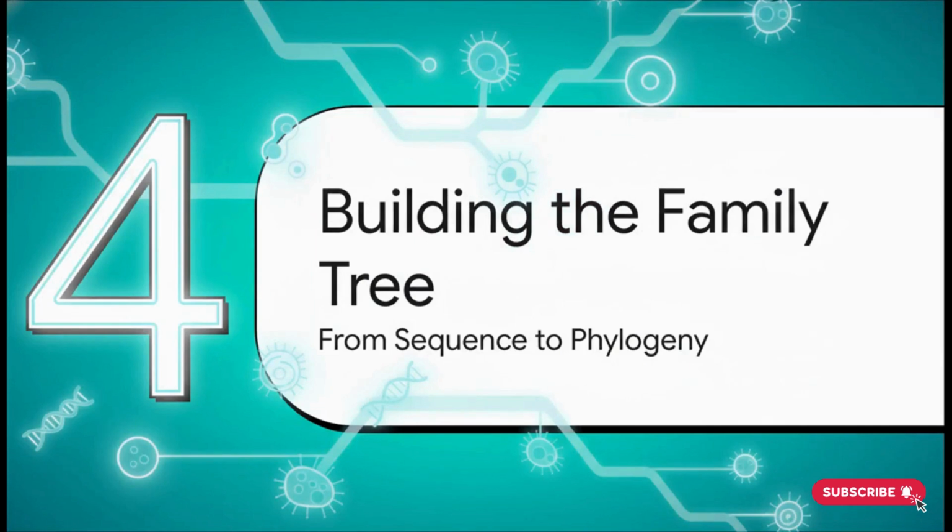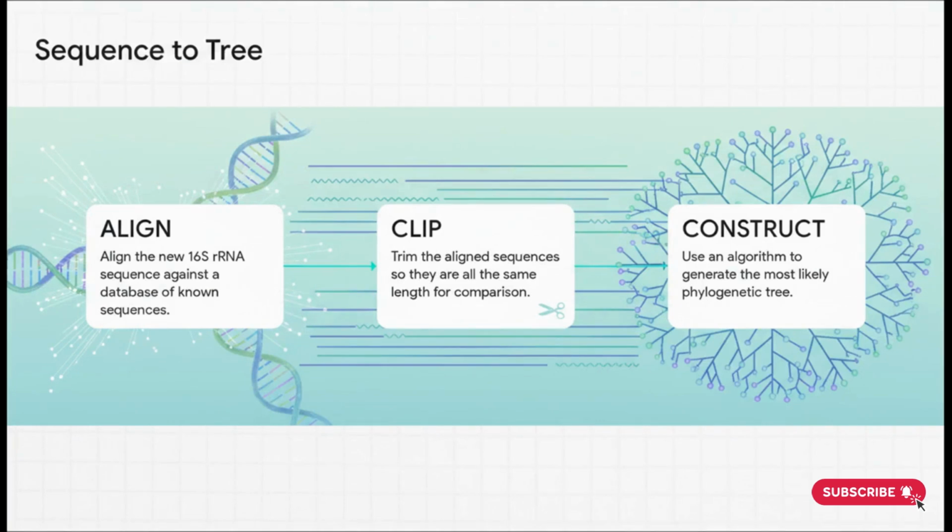So once you have that genetic barcode, what do you do with it? Well, you don't just identify one bug, you start to see how all of them are connected. You get to build the universal family tree of life. And this is where some serious computing power comes into play. The computer takes the new barcode and lines it up against a massive database of all the known sequences. To make sure it's a fair fight, it trims them all to the same length. Then, a smart algorithm crunches the numbers and builds the most likely family tree, showing us that microbe's evolutionary story.